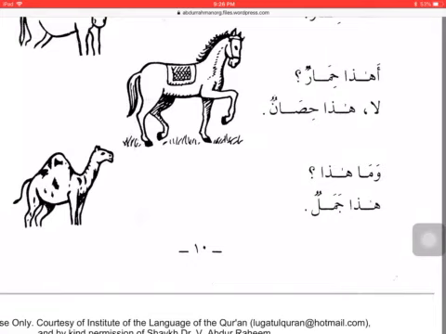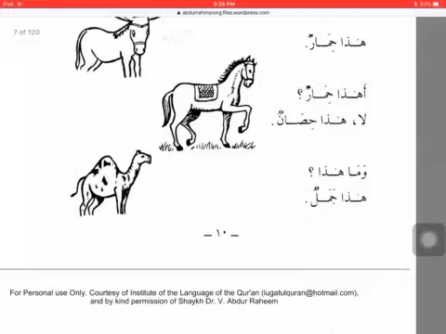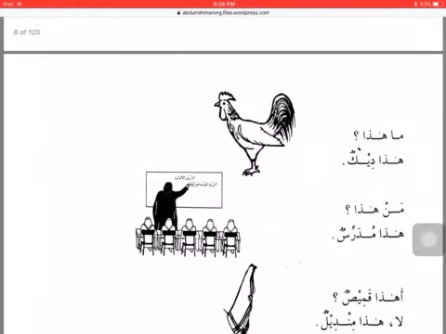And ma, what? Hada, this. And what is this? Not man hada, not a human. So you're using ma. Hada jamalun. This is a camel. New word, jamal means camel. Hada jamalun, this is a camel.